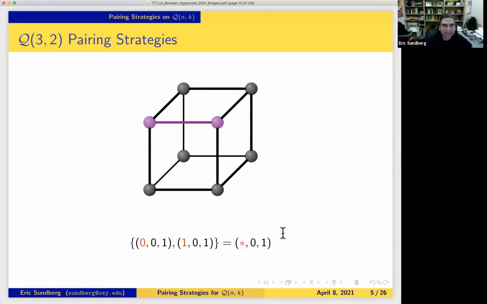And when an edge is inside of the second player's pairing strategy, instead of using the star right here, I'm going to use a V. And that's so that we can quickly spot which edges are part of the pairing strategy and which are just one-dimensional subcubes that we sort of have to take care of.